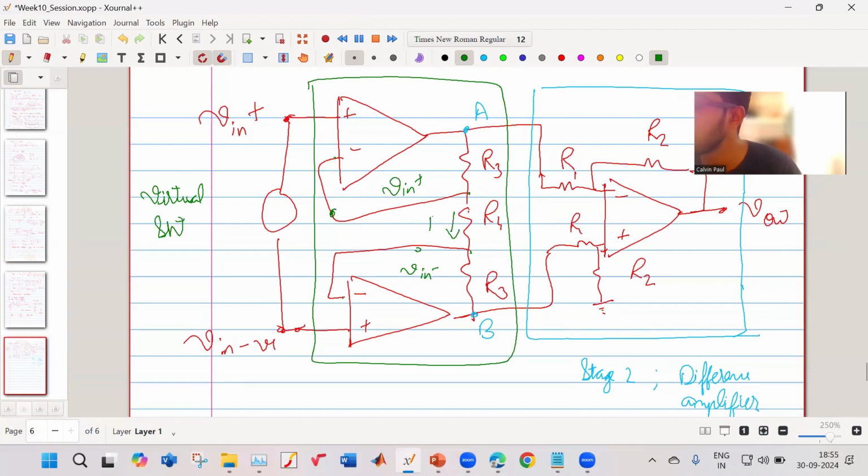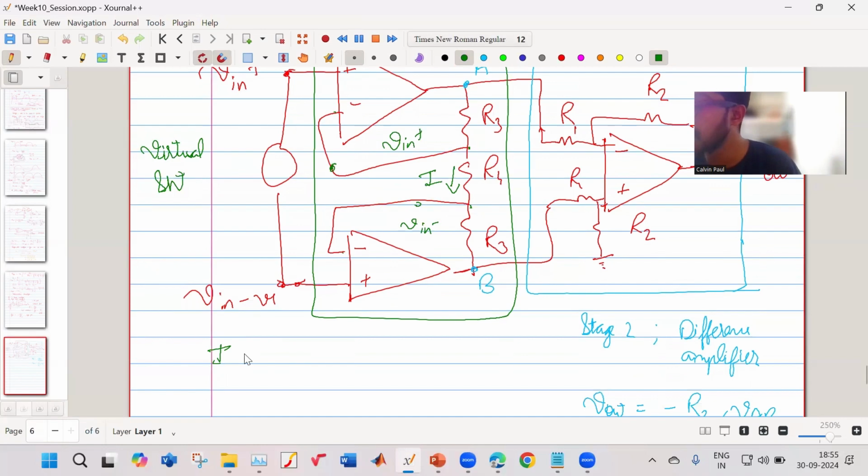So let us assume there's some current I which is flowing here. Your I is actually V in plus potential over here minus the potential over here by R4. This is your current I. Now, what is the current flowing over here? Zero, sir. Yeah, this current will be 0. This current also has to be 0. So that means this current I has been flowing from here itself. I will flow till here.